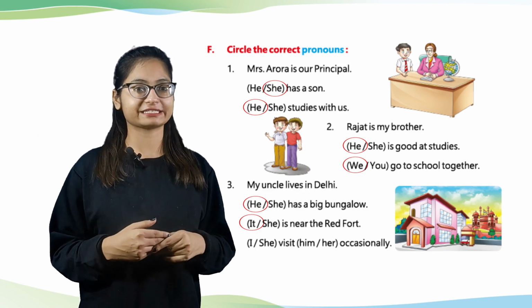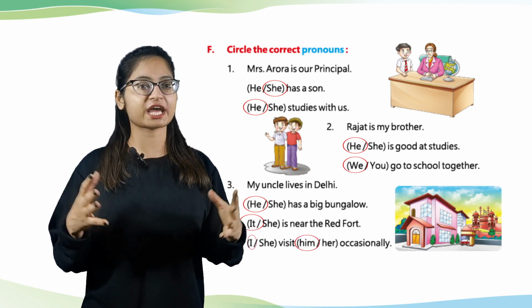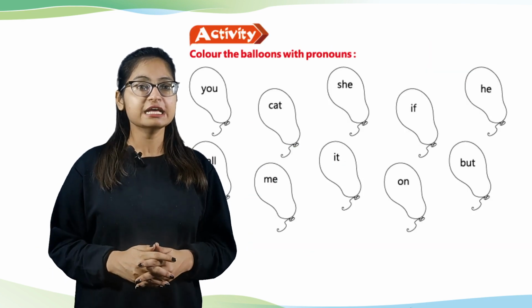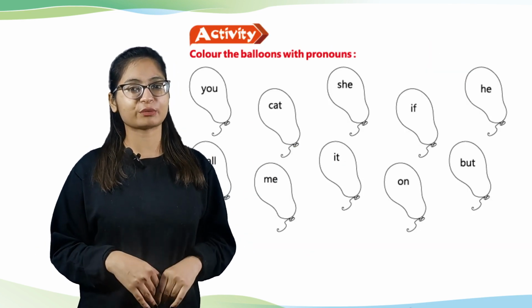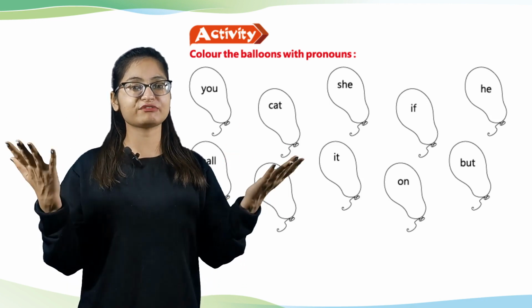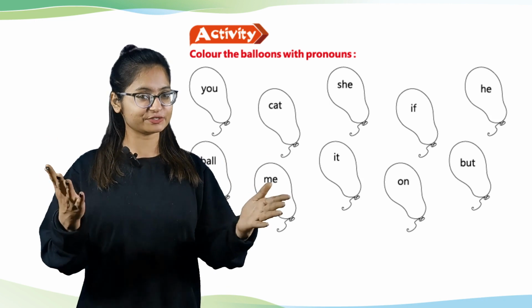Okay, students, concluding the chapter, we have an interesting activity. So let's do that. Color the balloon with pronoun. Now, students, that's your favorite part. You have to color it with your favorite crayons. And here you can do this.